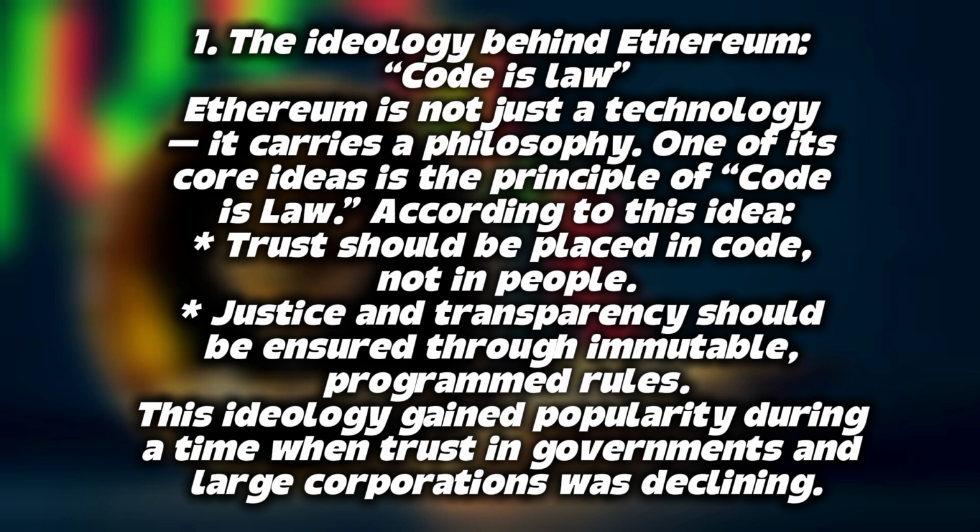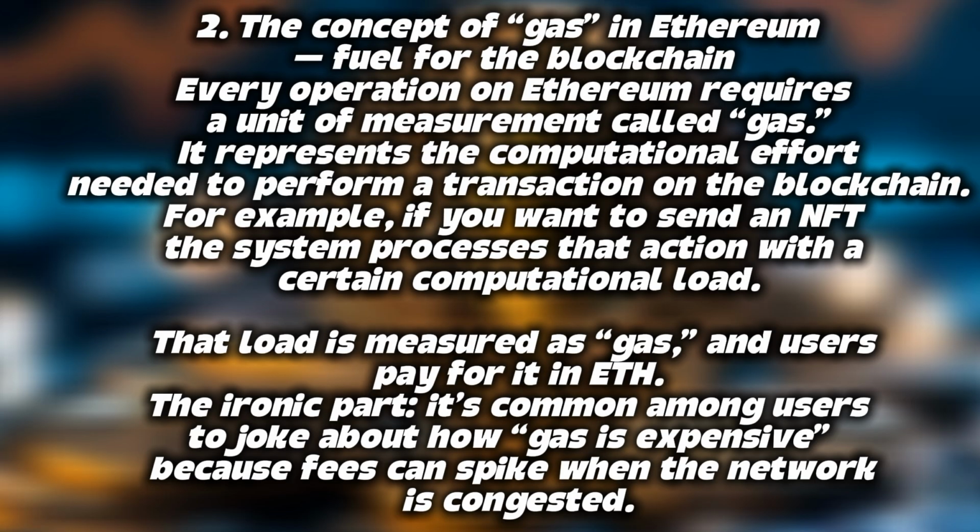2. The concept of gas in Ethereum. Fuel for the blockchain. In Ethereum, every transaction requires a measure called gas. Gas represents the computational power required to execute a transaction on the blockchain. For example, if you want to send an NFT, the transaction imposes a certain computational load. This load is measured in gas and paid for using ETH.